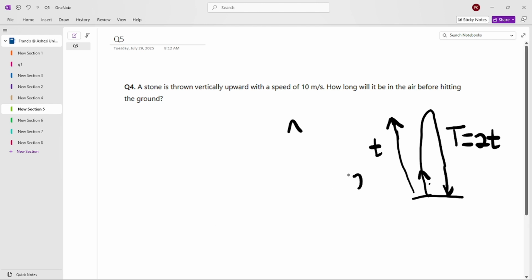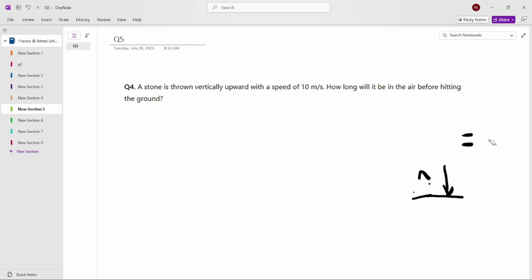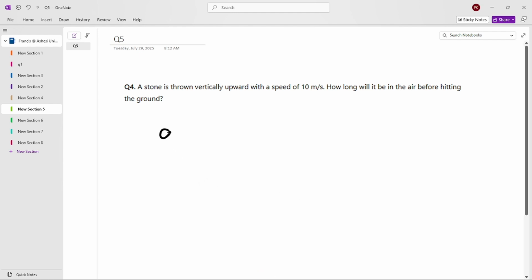Okay. So for this question, we still have our acceleration due to gravity to be negative 10 meters per second squared. So g is equal to negative 10 meters per second squared.